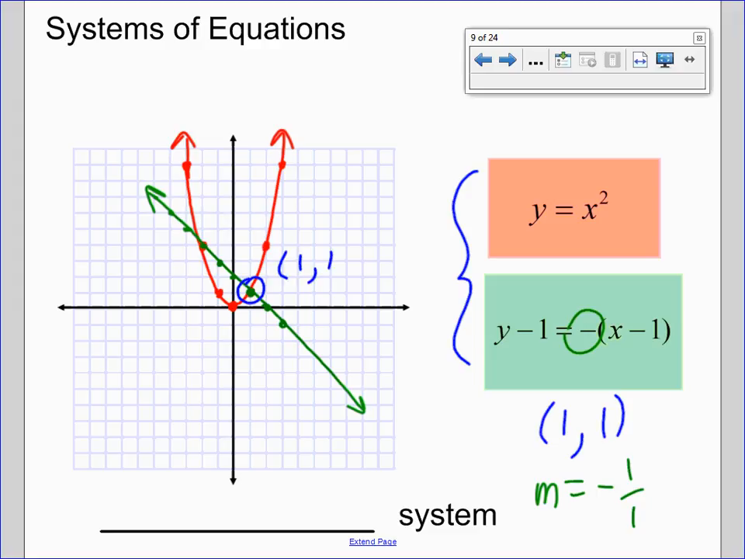So we think (1, 1) is a potential solution. Let's see. Does 1 squared equal 1? Yes, it does. 1 minus 1 is 0. Does 0 equal the opposite of 1 minus 1, which is also 0? Yes, it does. And so (1, 1) is a solution. What's the other solution for this one? Andrew and Grace?